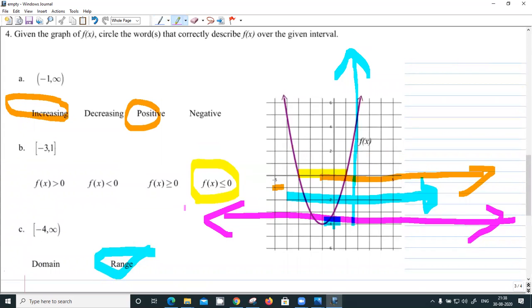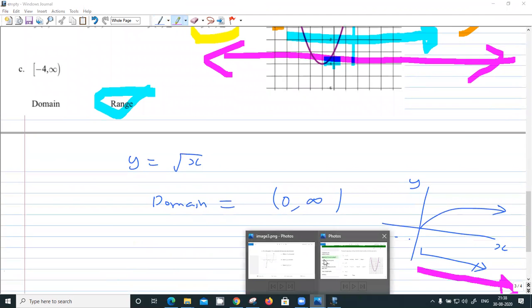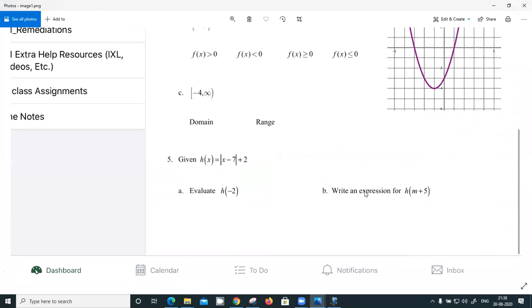There's one more problem on this page, but I know how to do it. When I screenshotted it, it just was included. So yeah, I don't need to do 5. I know how to do 5. You just substitute -2 into it, wherever x.